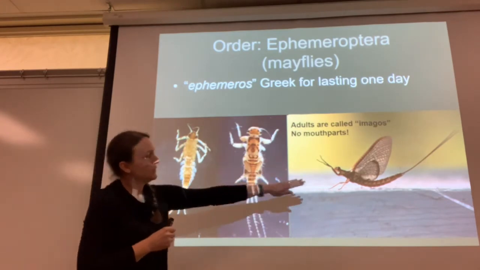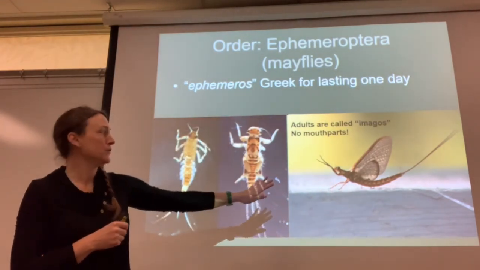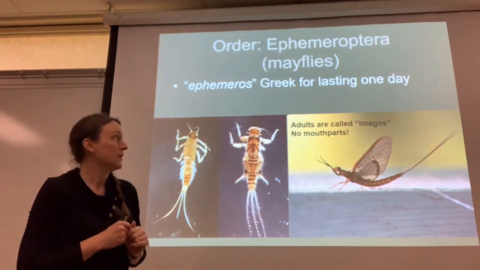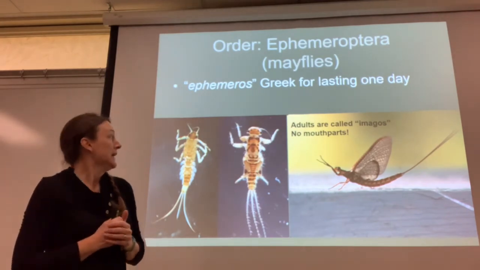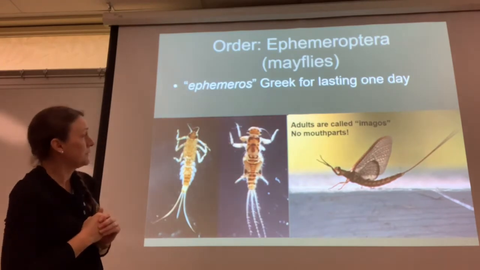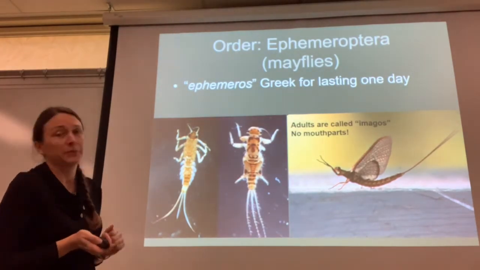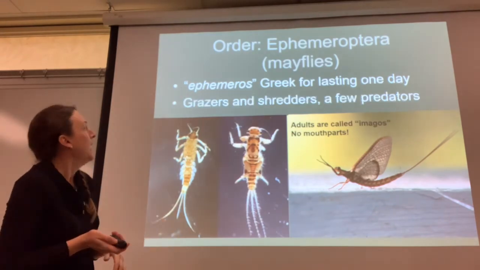And these adults only last a few hours to a few days, and their sole purpose is to mate, lay eggs, and die. They don't even have functioning mouth parts. They don't eat at all. And the adults are sometimes called imagos. You probably have seen them before if you've spent time on lakes and rivers. They're beautiful, delicate flyers. They often swarm.